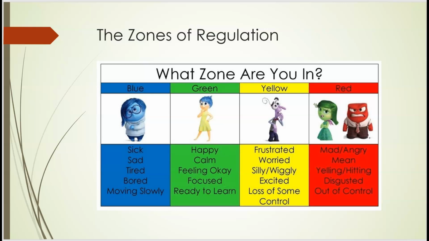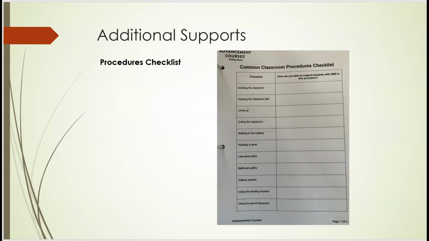Along with being able to identify the zones and know what zone they're in, your child needs to know strategies to help them get back to the green zone. Practicing co-regulation and self-regulation strategies while your child is in the green zone will help them learn the best ways to get back there during times when they're feeling stressed and frustrated and sad.